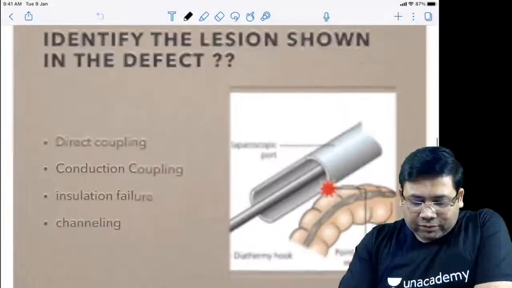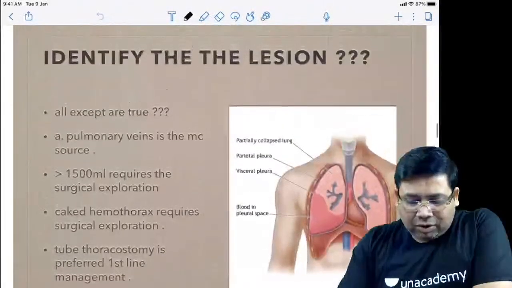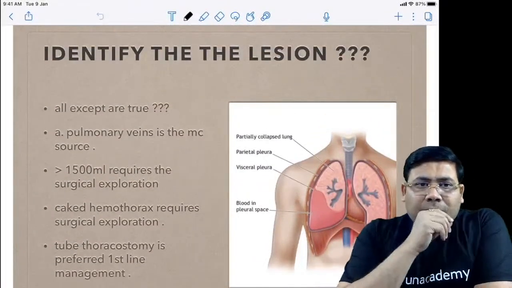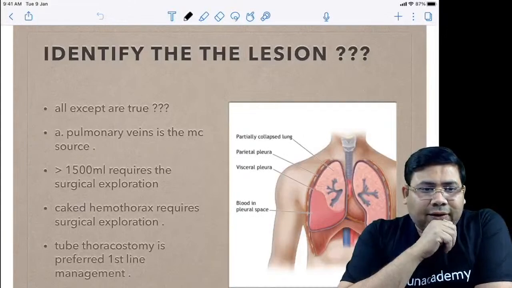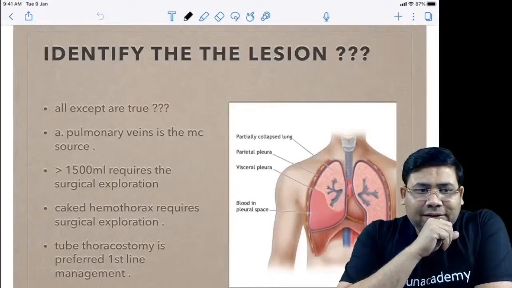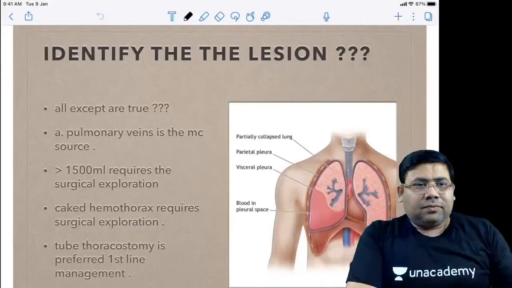Let us move forward. Next, let us talk about this. Identify the lesion. What is this? A, B, C, D, E, F, G. Come on, tell me.